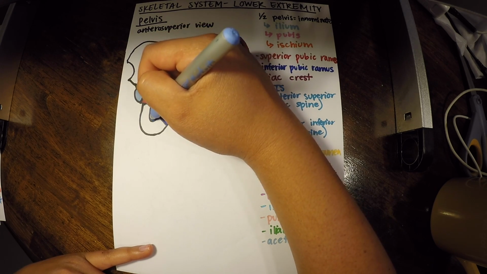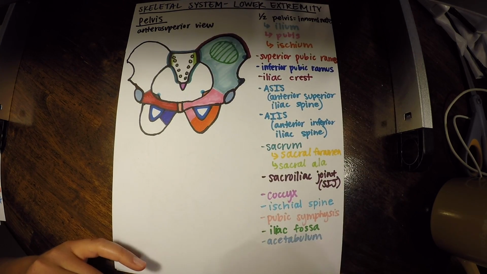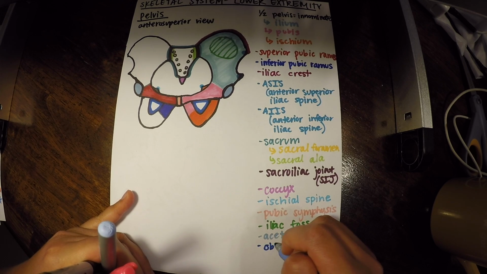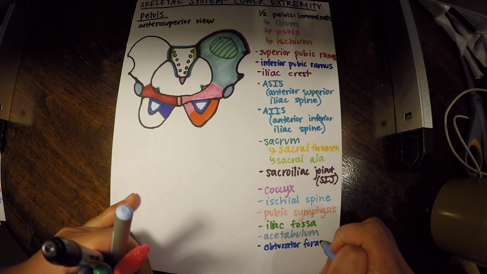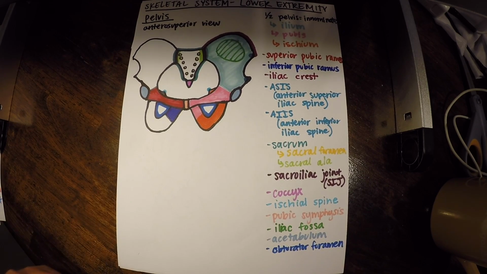And here we have two muscles, our obturator internus and obturator externus. Don't worry about that, we'll learn that later. But I'm going to label that obturator foramen. Now, as you know, a foramen is just a hole that something can travel through. So I think that does it for our pelvis.